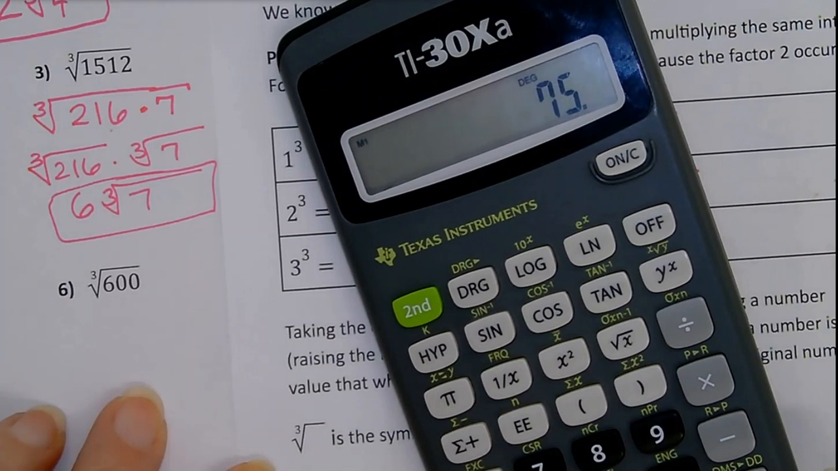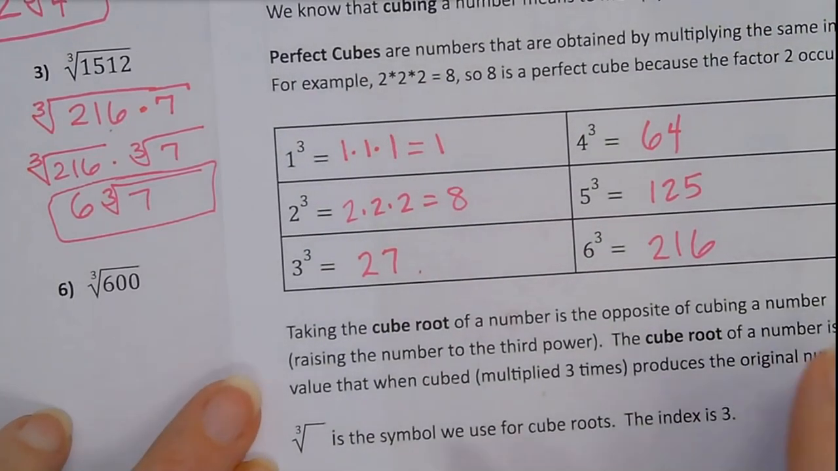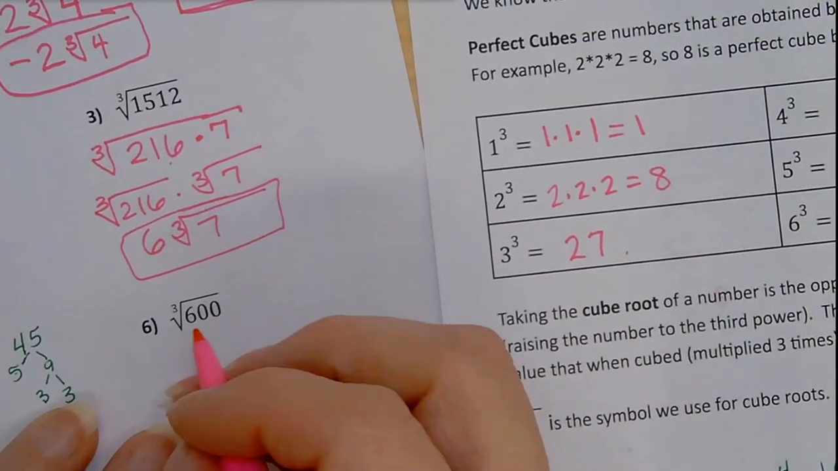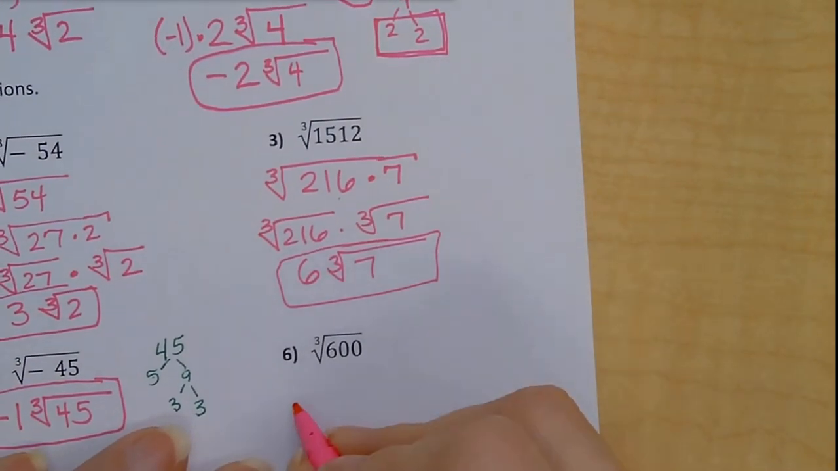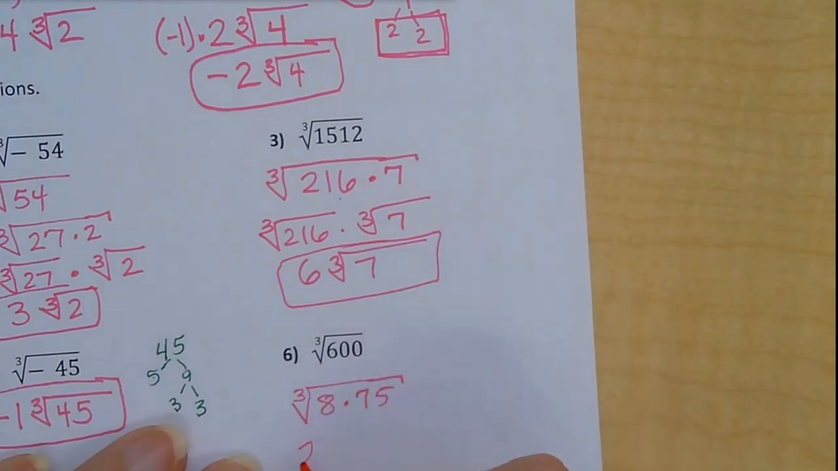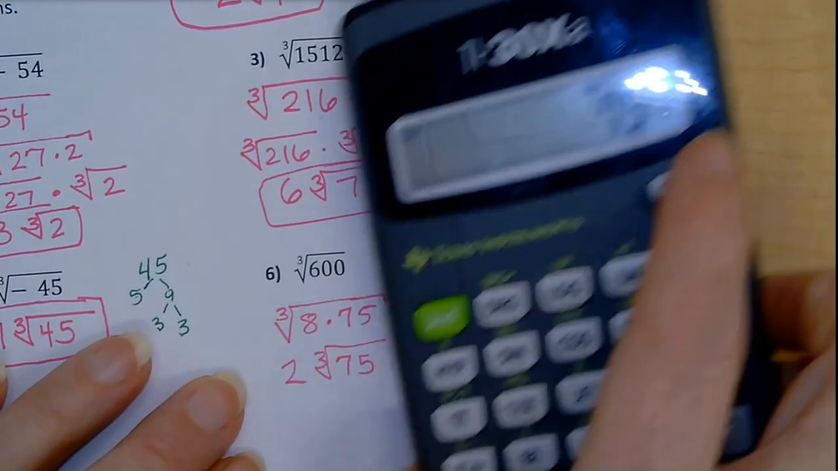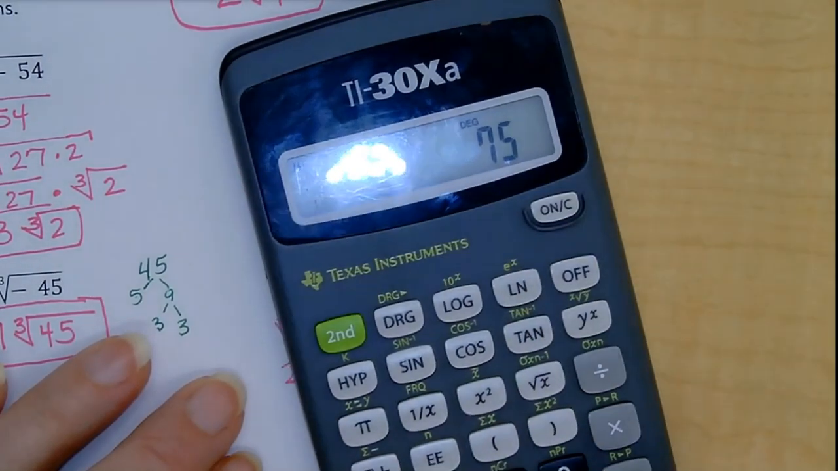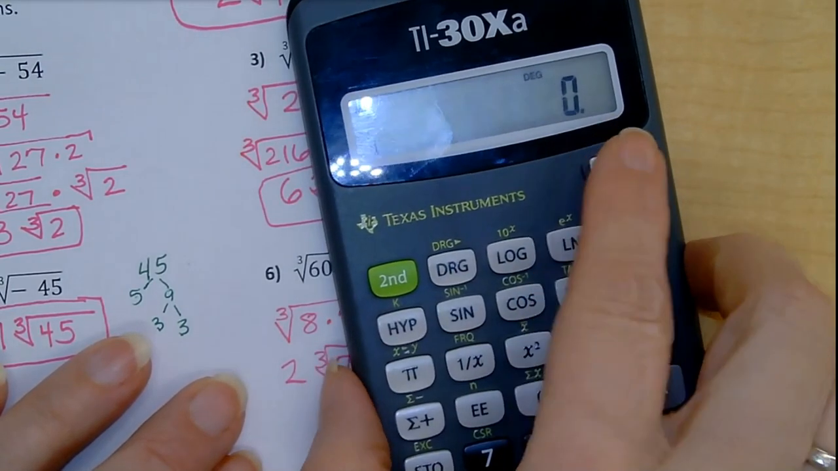8 times 75, those are factors of 600, sorry. So if I say that this is the cube root of 8 times 75, I know that that is 2 times the cube root of 75. Well, 75 feels like it ought to be a perfect cube. We know it's not, but I'm just going to check. 75, just in case. Second function, 0. No, it gave me a decimal, so it's not a perfect cube.